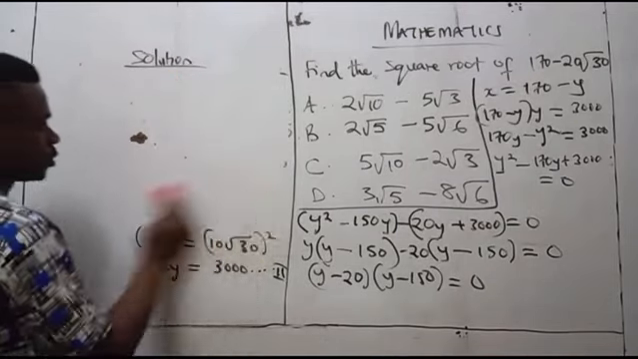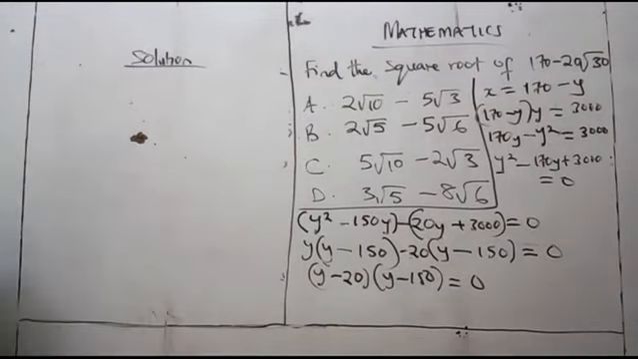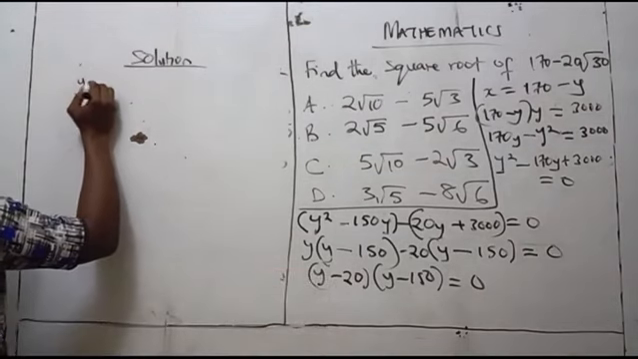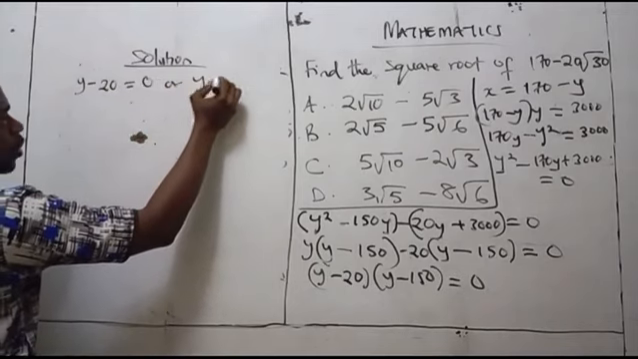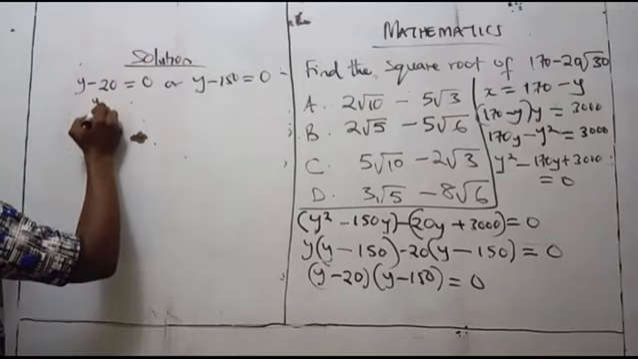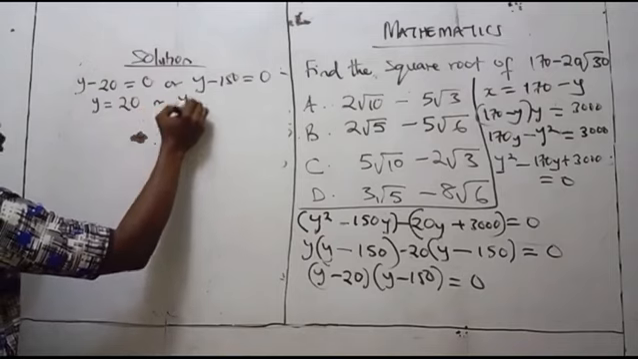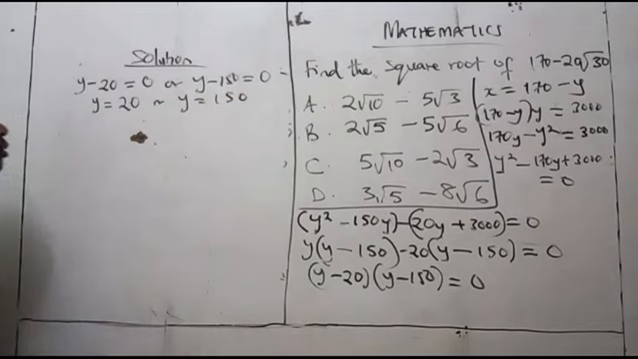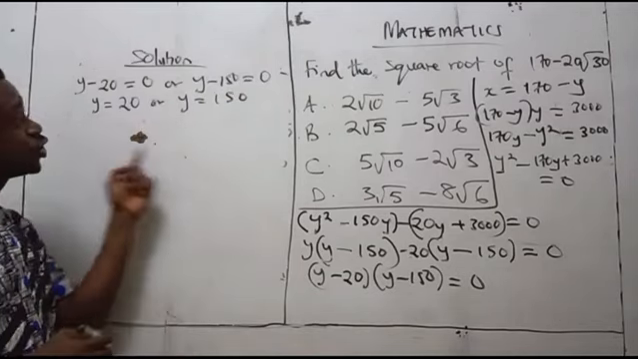So, if that is the case, we now have something like this. What this implies is that y minus 20 is equal to 0, or y minus 150 is equal to 0. So that means y is equal to minus 20 going to this side is 20, or y is equal to minus 150 going to this side is 150. So if y is 20 or y is 150, let's use this to find x.